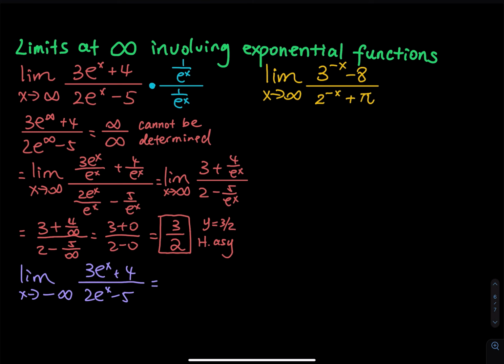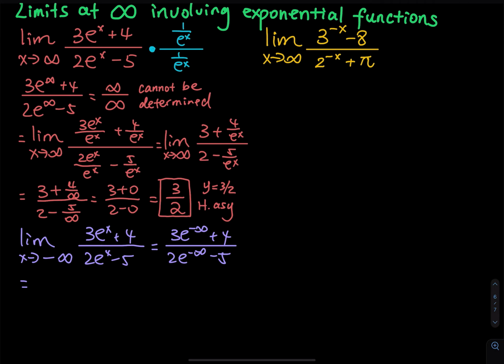If we just plug in, we have 3e to the negative infinity plus 4, and then divided by 2e to the negative infinity minus 5. That looks good to me, because this is 3 divided by e to the infinity plus 4, and then over 2 divided by e to the infinity minus 5. That's how the negative exponent works, right? Then we have 0, right? 3 divided by a very large number plus 4, and then 2 divided by a very large number minus 5.